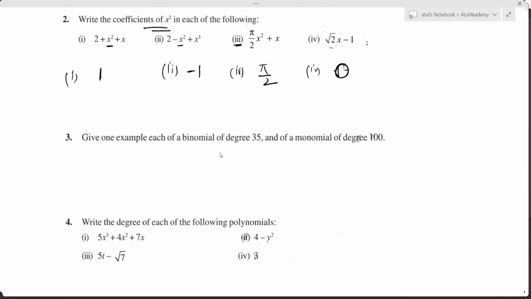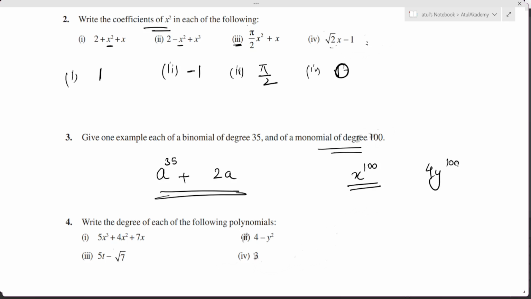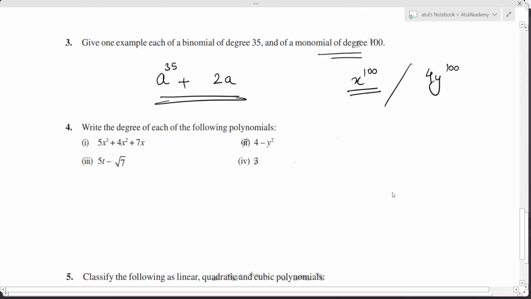Give one example each of a binomial of degree 35. So you can make anything. You can say, let's say my variable is a, a raised to the power 35 plus 2a. That's a binomial. Monomial of degree 100. You can say x raised to the power 100. That's it. Done. Or 4y raised to the power 100. Anything you can say. Students, I hope it's clear.